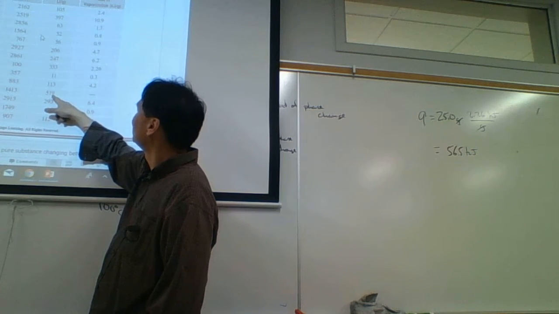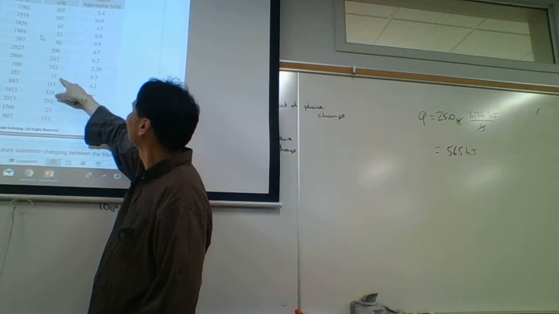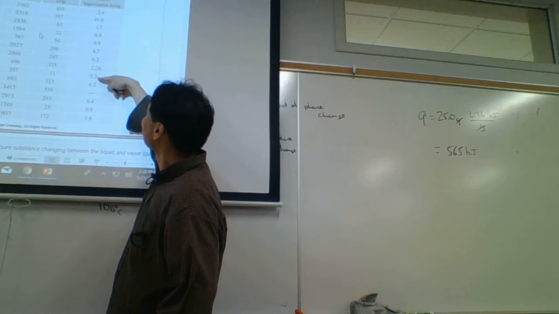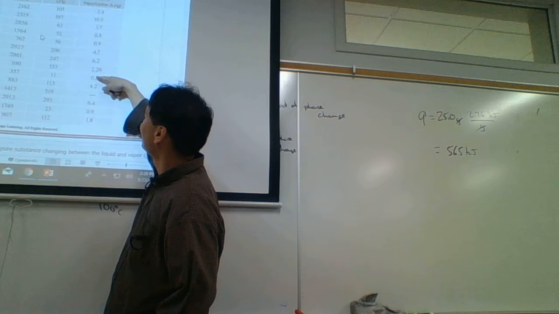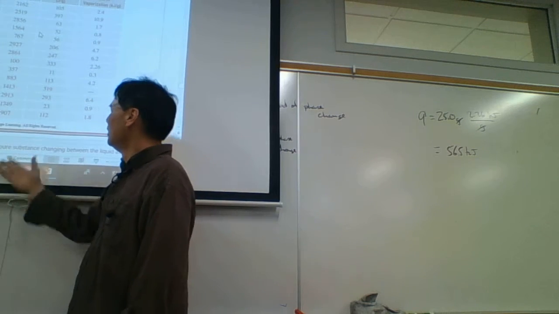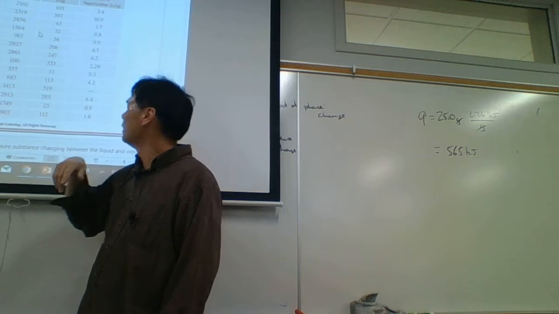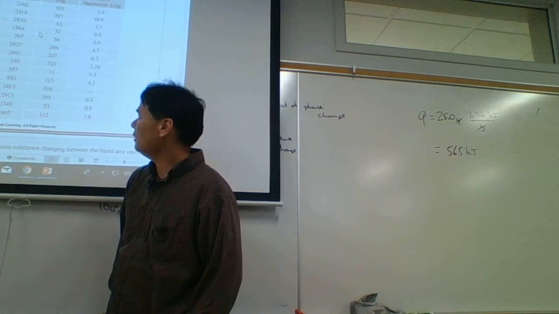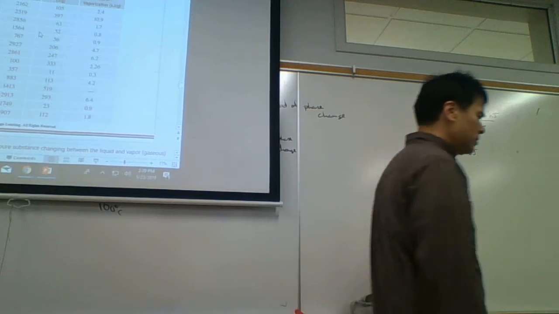What else do we see? The lowest would be like mercury. Here. Mercury has a very low heat of vaporization as well, 0.3. And so we see a range of values here. We don't memorize any of these. You can look them up.